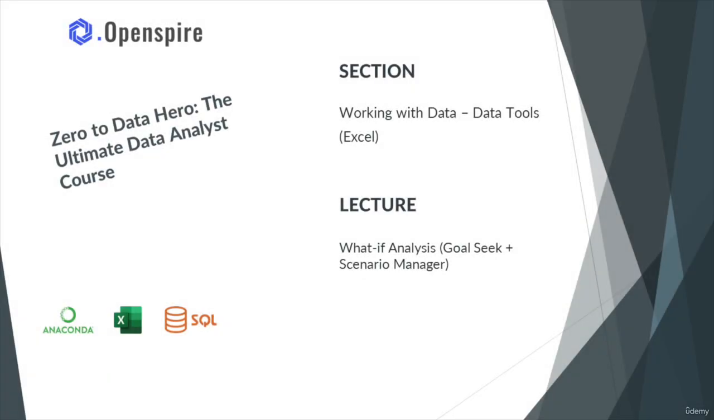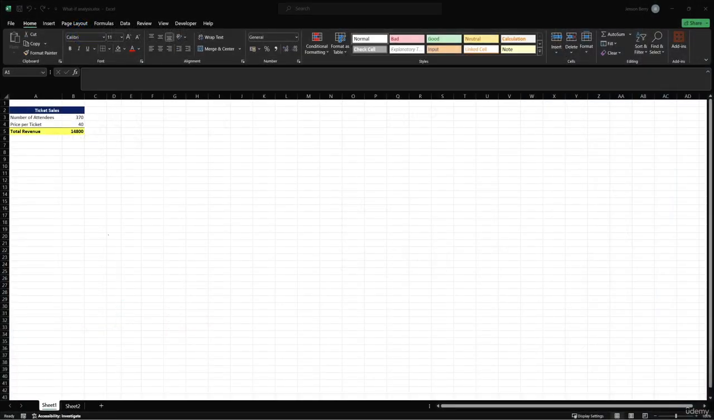In this lecture, we'll take a look at two of the what-if analysis features in Microsoft Excel. First, we'll take a look at GoalSeek, and then we'll have a look at the Scenario Manager. Both of these tools will allow us to look at specific scenarios and analyze the impact of changes on our data. For this lecture, we'll use a small dataset containing some information on attendance for a music event.